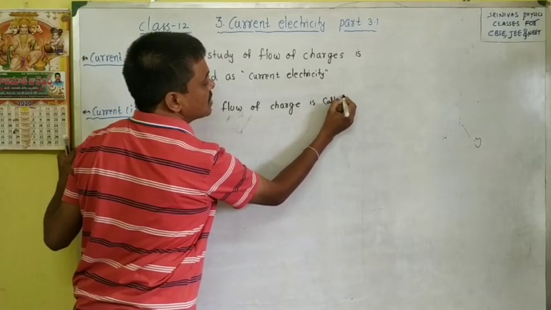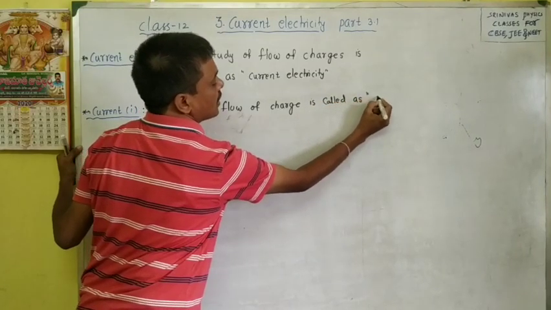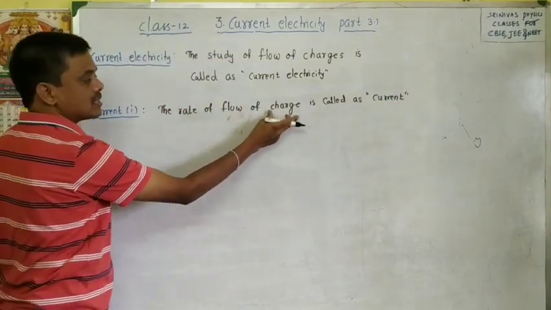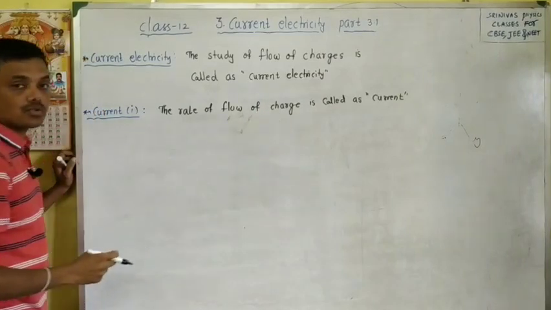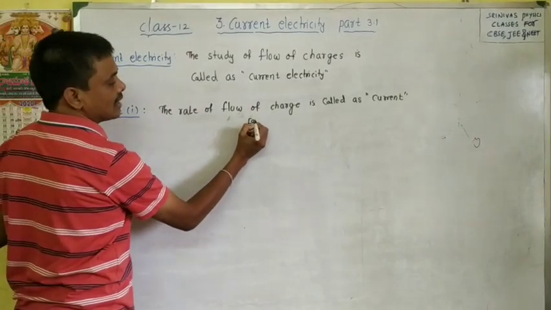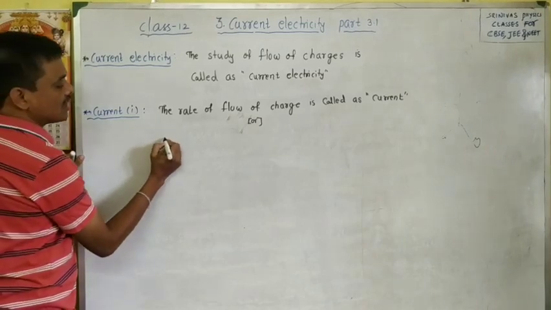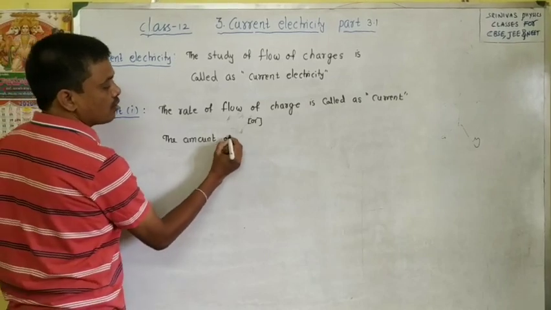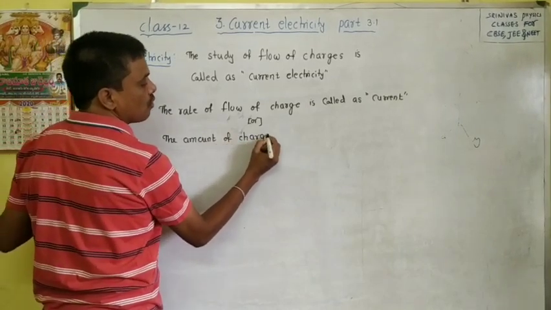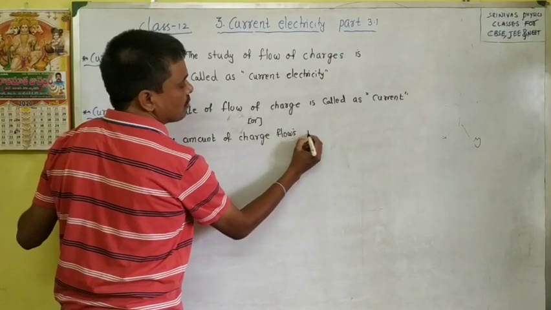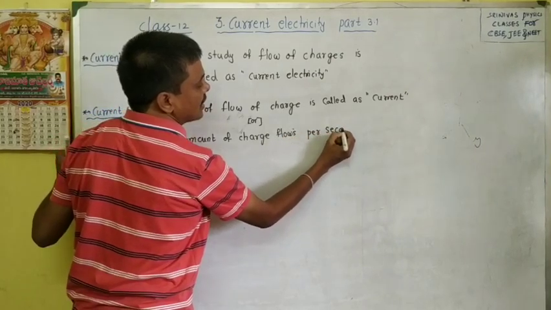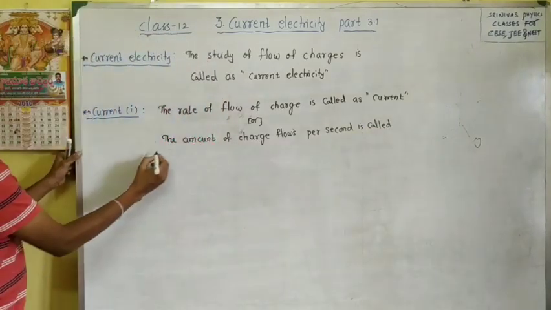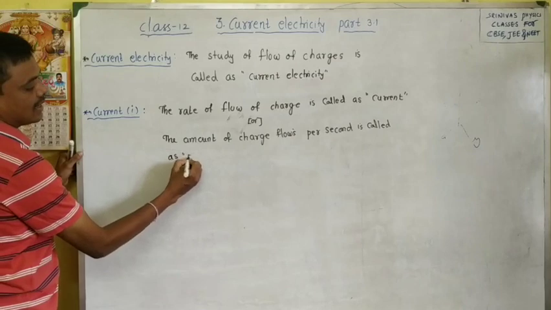Rate of flow of charge means what? Rate of flow of charge means charge rate. That means for every second how much charge flows, that is called electric current. Now the current definition in another way we can also write: the amount of charge flowing per second is called electric current.